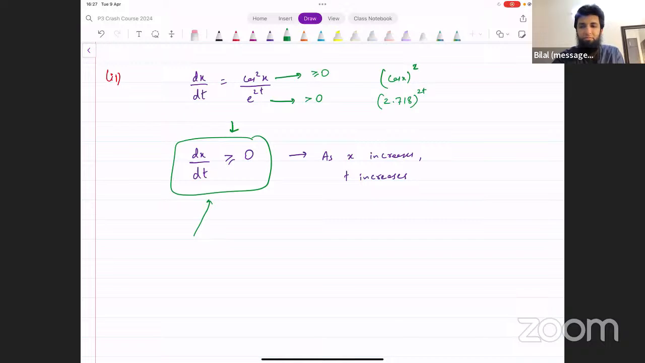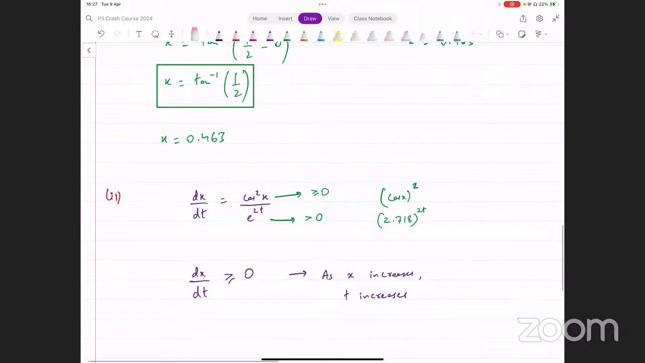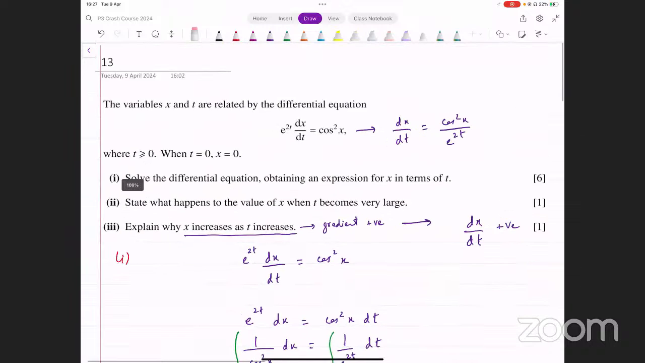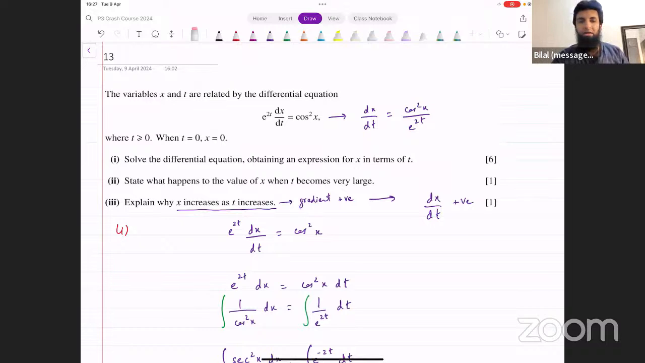Any problem with this? Any questions? No? Okay. So now you understand how to approach this last part of such problems as well. Let's have a look at another question now.